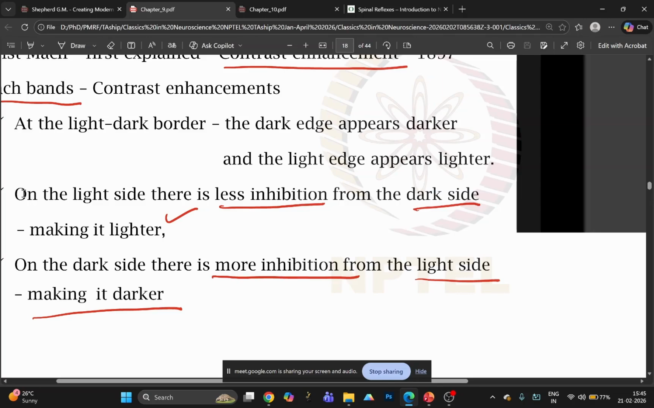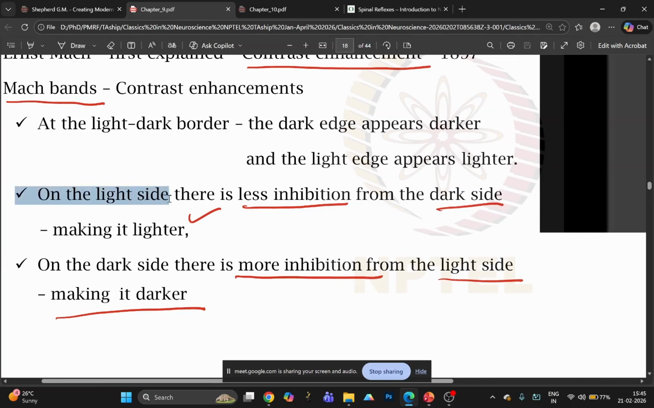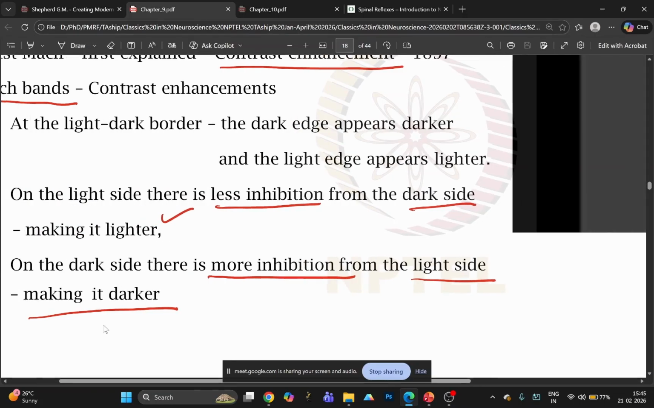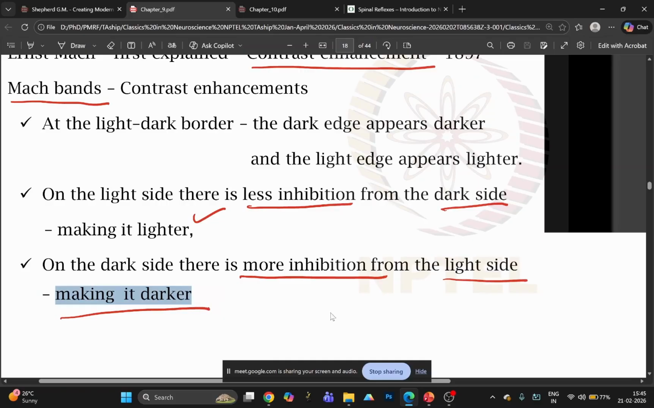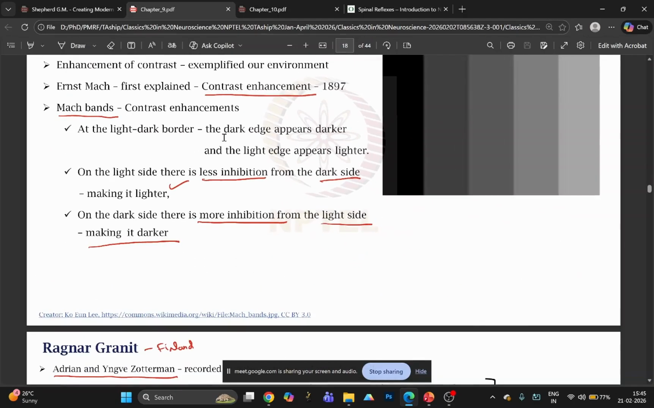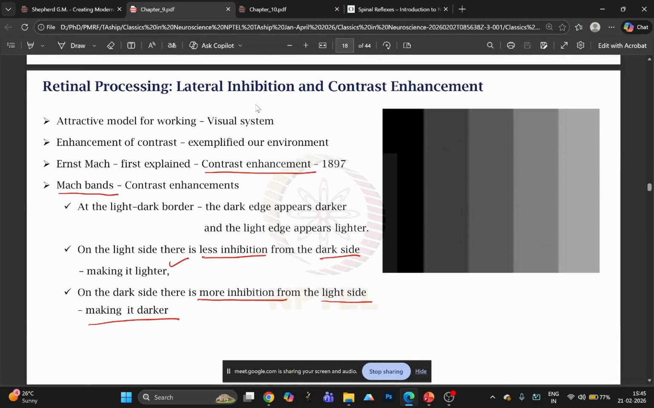So what happens is that on the light side, there is less inhibition from the dark side, and that makes it lighter. On the dark side, there is more inhibition from the light side, making it darker. So that is actually what is happening at the light-dark border. And because Ernst Mach explained this phenomenon of contrast enhancement in 1897 for the first time, these are called Mach bands.